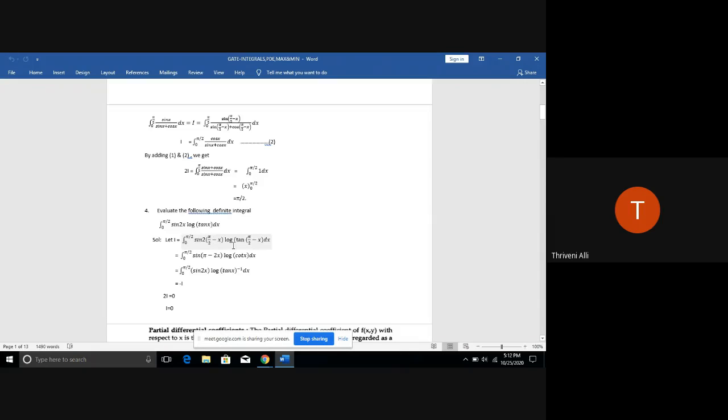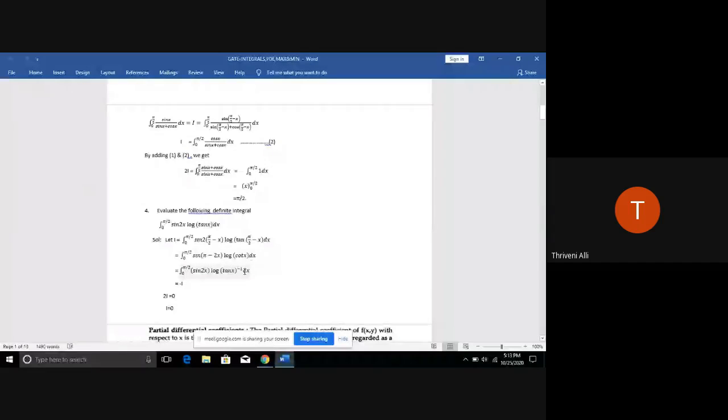So replace x by pi by 2 minus x in the given integral function, that is sine 2 of (pi by 2 minus x) into log of tan (pi by 2 minus x) dx. Again, by simplification, we get sine of (2 times pi by 2, that is pi, minus 2x), which is sine 2x. Log of tan (90 minus x) is cot x. Again, integral 0 to pi by 2, sine (180 minus theta) is sine theta, so sine 2x. Log of cot x, so we write cot is 1 by tan, that is tan inverse. So that is log of tan inverse x.